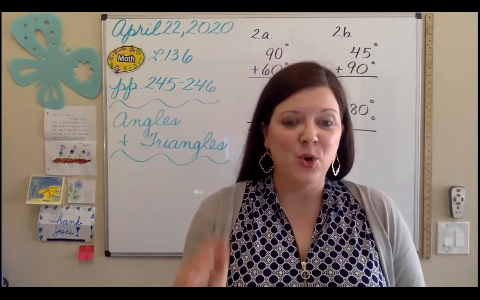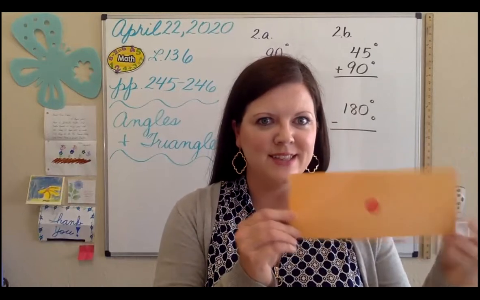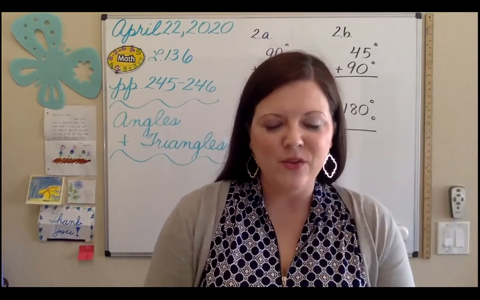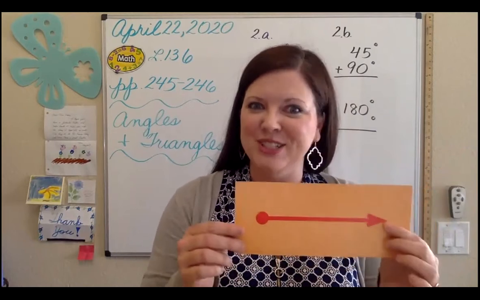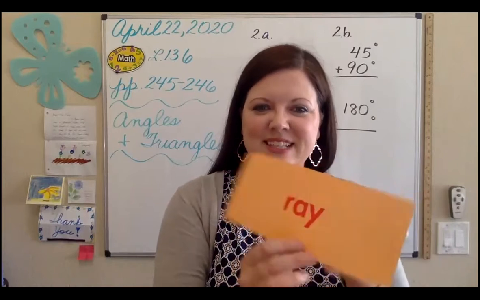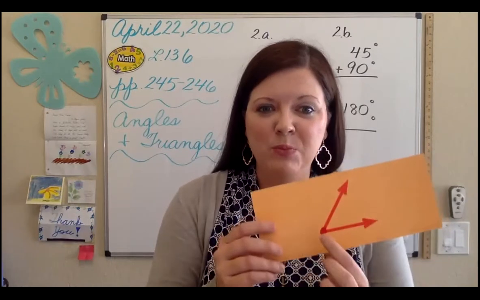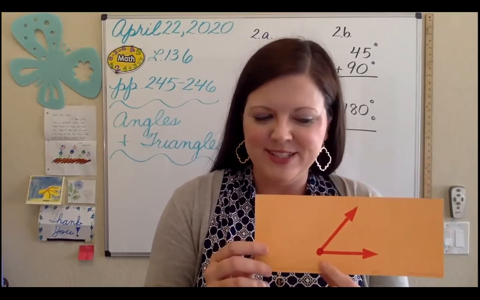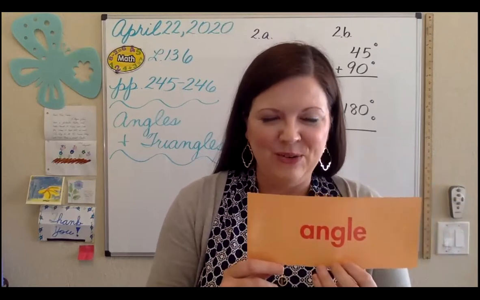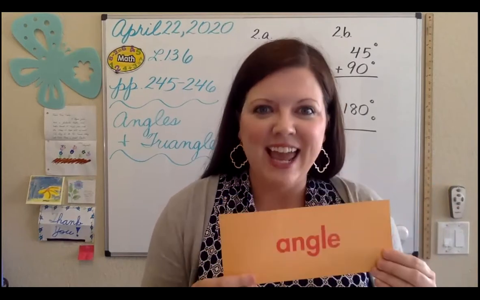Let's start with just a quick review. If I were to show you this, what is this in geometry? This is a point. That's right. What if we take a point and we continue that on in one direction? What is this called? This is called a ray. Very good. Now, what if we have two rays and we put them together so that they're sharing the same point or the same vertex? What is this called? Well, this is called an angle. And today we're going to spend half of our time talking about just that, angles.